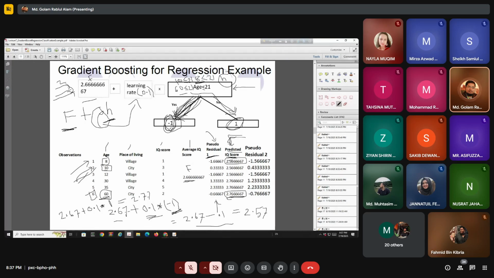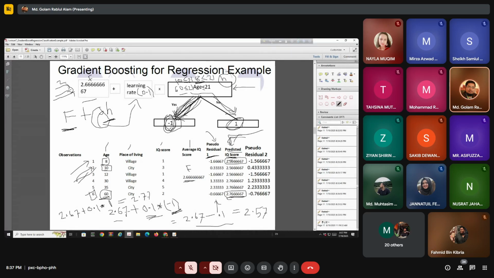Now we have the prediction, that means we have the prediction for F plus rho h.